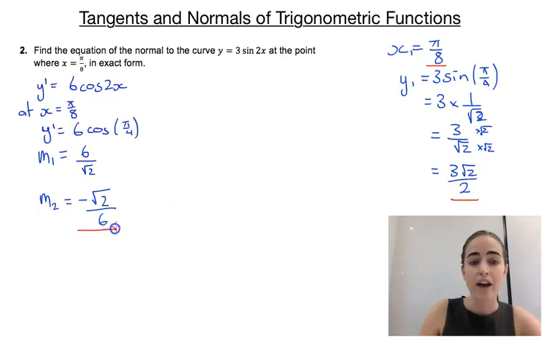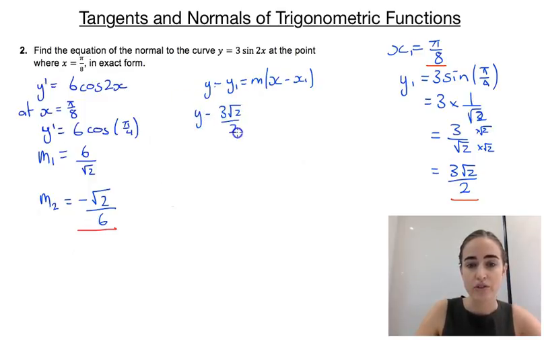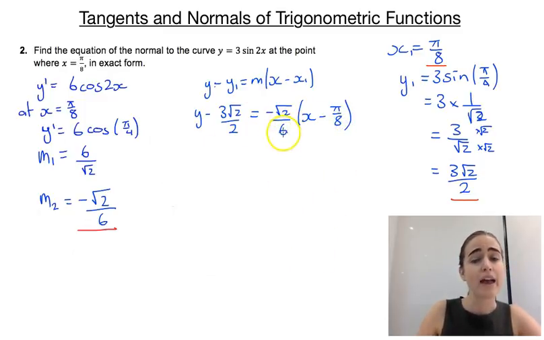So now we have our 3 values. We can substitute those into our formula. So that's our y minus y1 equals m outside of x minus x1. So substituting it all in, we're going to have y minus 3 root 2 over 2 equals minus root 2 over 6 outside of x minus pi on 8. Now it's looking a little bit messy. Let's go through and multiply everything by 6 to get rid of these denominators.